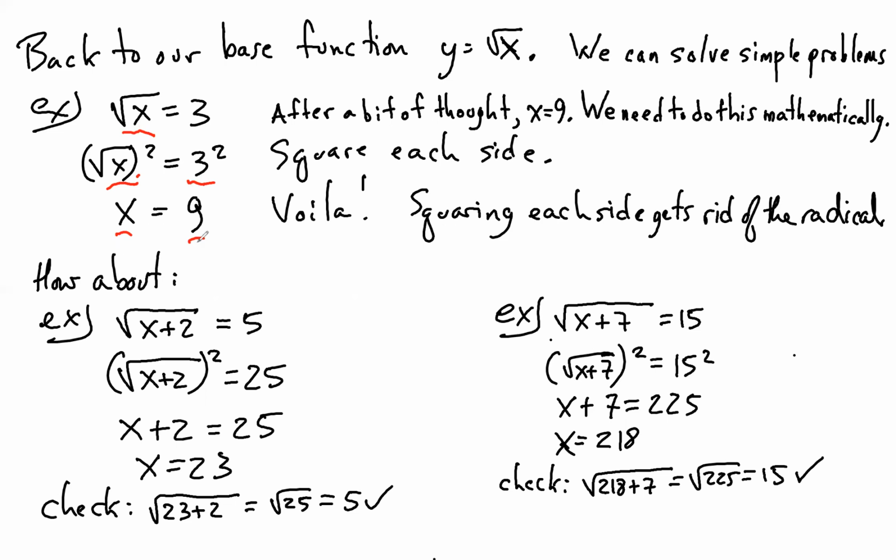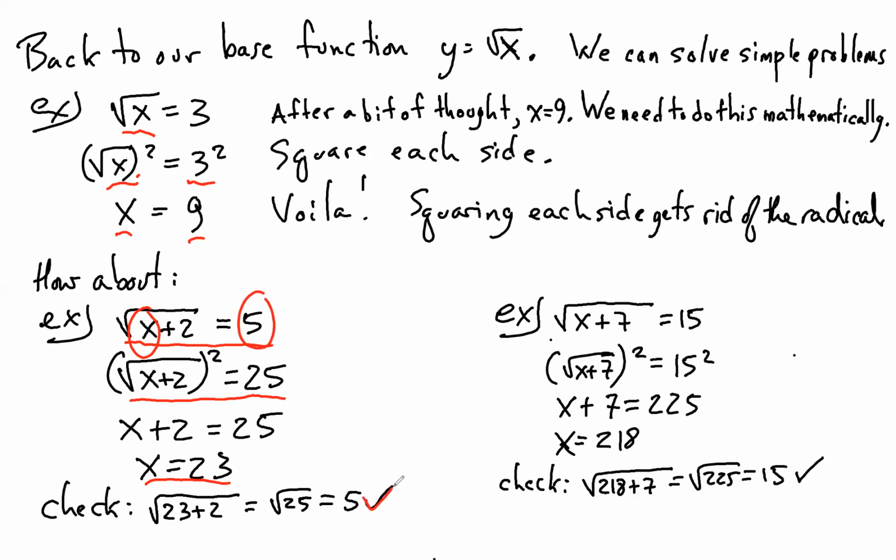So let's try something a little more complicated, like radical x plus 2 is equal to 5. Once again, I'm going to square each side. 5 squared is 25. Radical x plus 2 squared is just x plus 2. I get x plus 2 is 25 and x is 23. We have to make sure we check these though. So I'm going to take x is 23 and put it back into x. So 23 plus 2 is 25. The square root of 25 is 5, and that's exactly what we expected it to be.